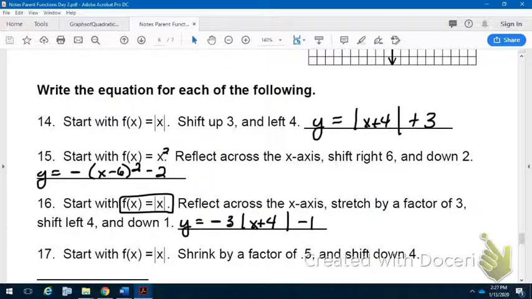And then the last one, the 7. Y equals, again, we're starting with the absolute value of x, so you've got 0.5. There's no reflection. There's no left or right, so it's just x in the absolute value marks, and down 4. If there's no left or right, it's just x in there.